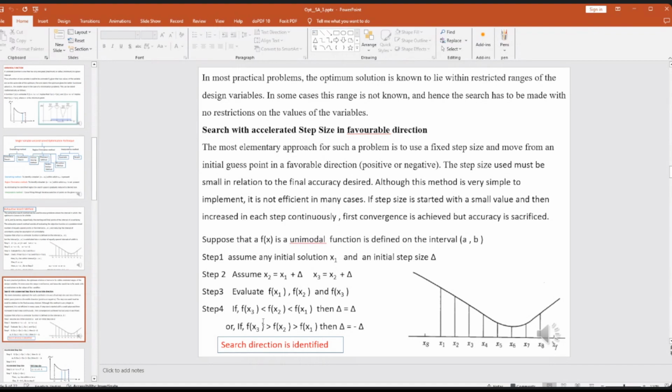So suppose that is not available, but we have identified the value of delta, whether delta will be positive. If we have to search in the right direction, delta should be taken as positive. And if we have to search in the left direction, delta should be taken as negative delta. Do you agree or not? What is the meaning of making delta equal to delta and delta equal to minus delta? Yes, sir.